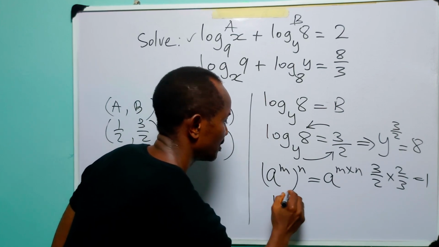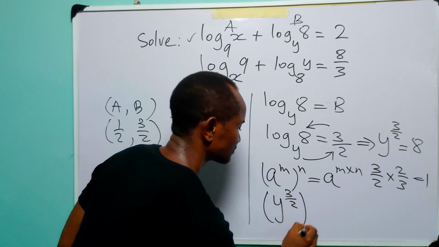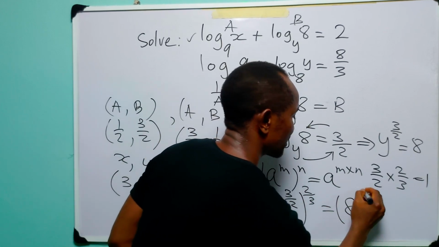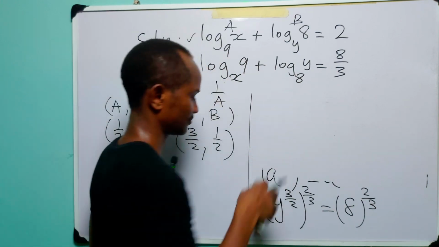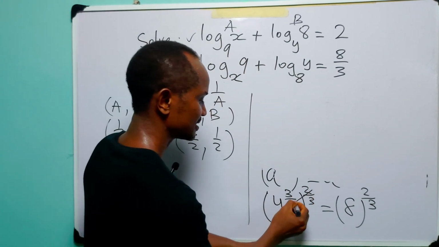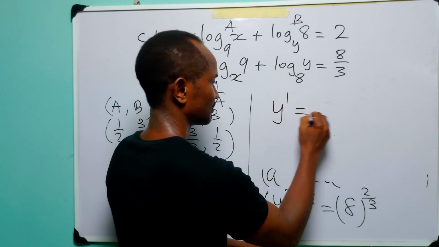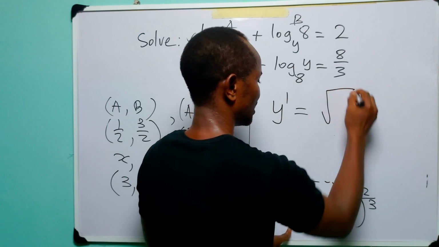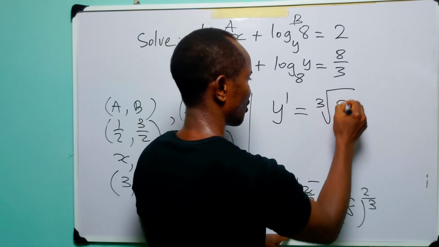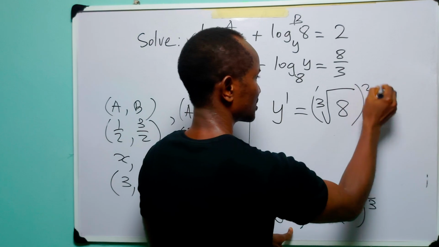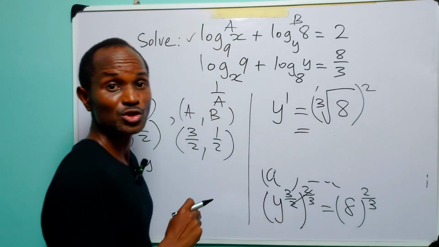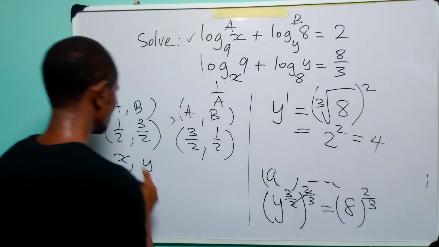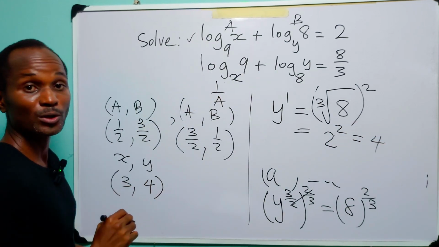So this is what we have. We have y raised to power 3 over 2 raised to power 2 over 3 is equal to 8 raised to power 2 over 3. On the left hand side, this will multiply to give us 1. And writing this in radical form is simply the cube root of 8 all squared. And we know that the cube root of 8 is 2, squared, and 2 squared is 4. So here we have that y is equal to 4.